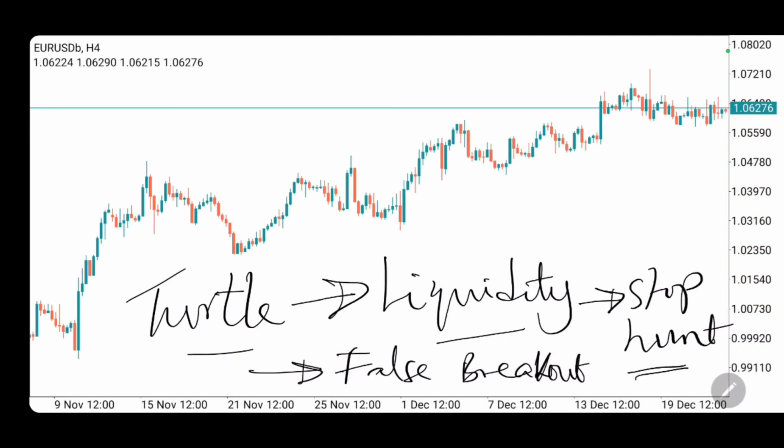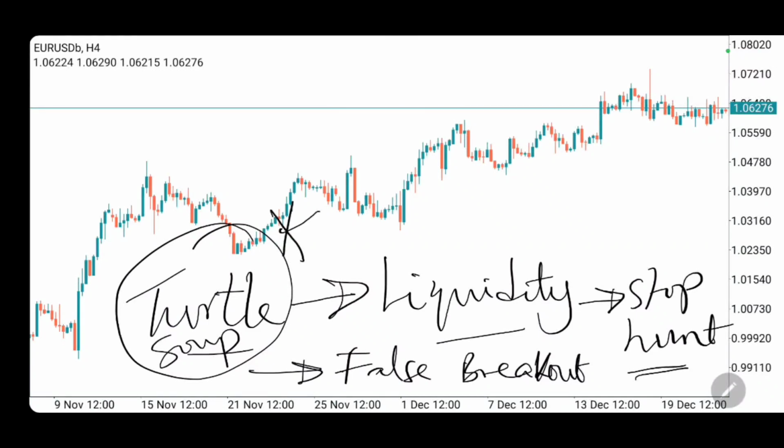But the application from trader to trader might vary. I'm going to be showing you how to trade this turtle soup strategy. It appears so complex, but I'm going to be demystifying it for you. Because it's the same thing as liquidity, stop hunt, and false breakout, but the application on the charts might vary.